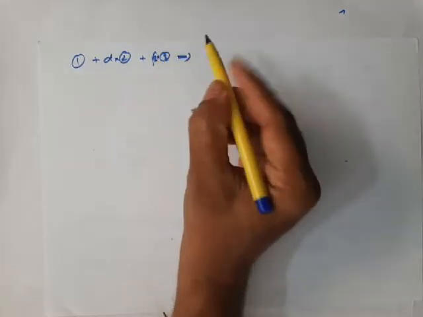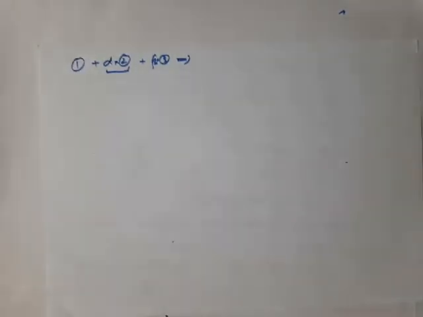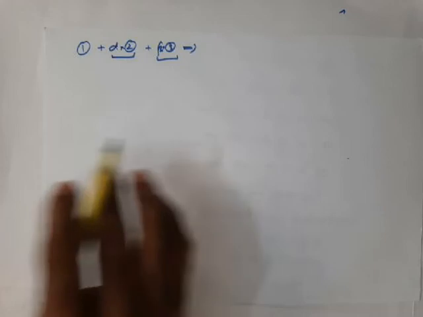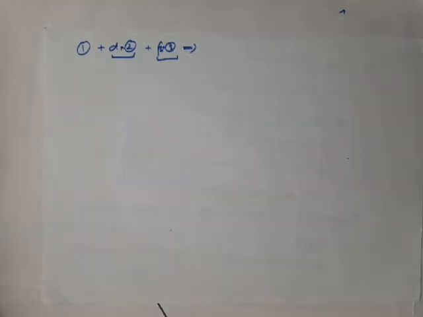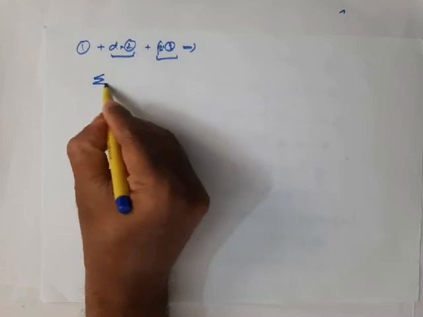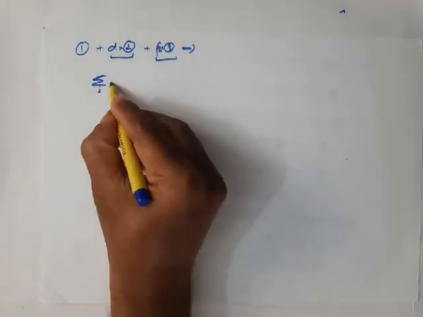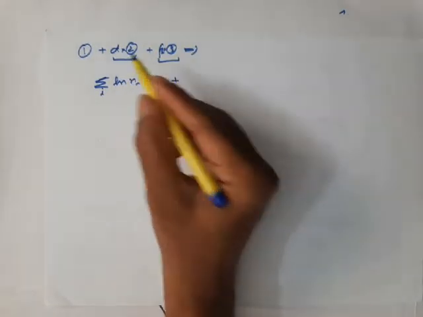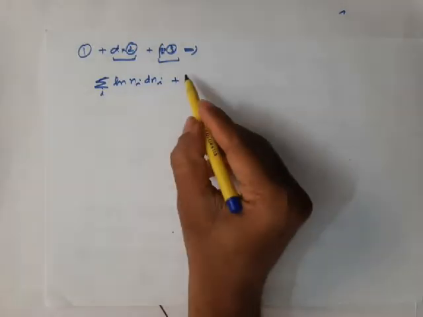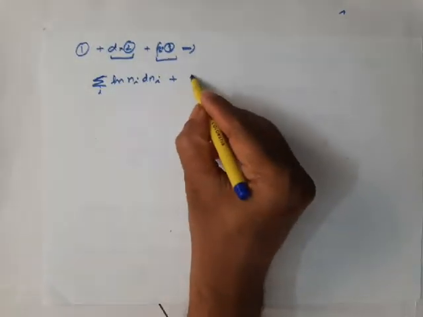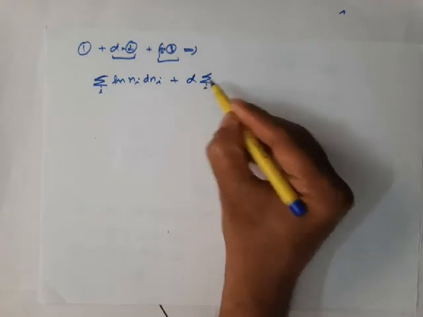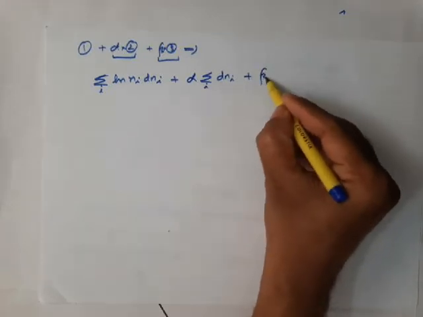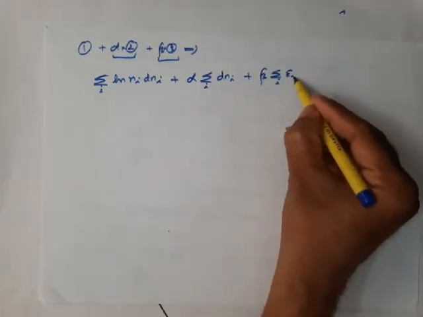Okay, so I will multiply equation 2 by alpha and equation 3 by beta, then I will add all these things. If you see equation 1, in equation 1 we had this quantity in the left hand side, summation ln Ni into dNi, and in equation 2 we had summation dNi. If I multiply by alpha, I will get alpha into summation over i into dNi plus beta into summation Ei into dNi.